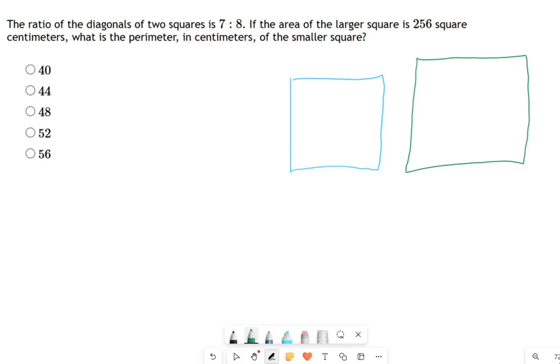I'm given two squares. I'm told they're in a certain ratio of the diagonals of 7 to 8. So we'll dig into what that means in a minute. I want to deal with the easier information first, which is that the area of the larger square is 256.